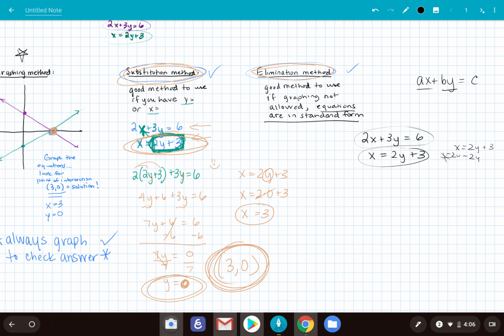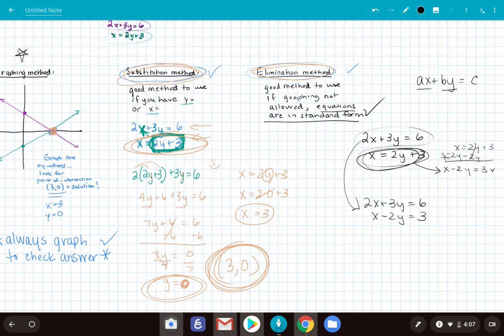So I could subtract the 2y. Whoops, I'm sorry. I wanted the x term to come first. So I have x minus 2y equals 3, and now it's in standard form. So my original equation, 2x plus 3y equals 6, I didn't have to change that at all. It was already in standard form. But my second equation, I had to move around the terms in order to get it into standard form. So now it's in standard form.